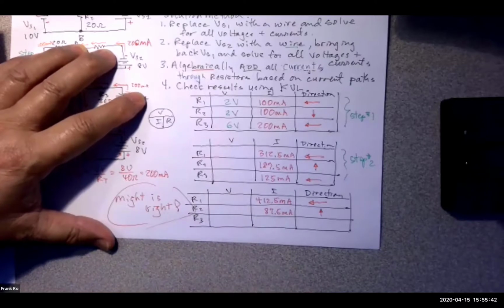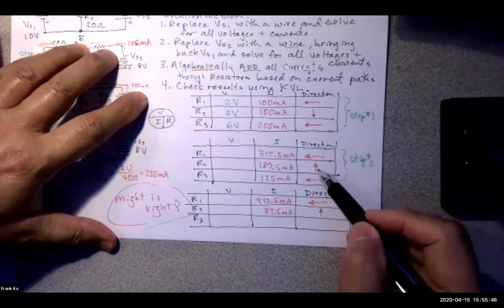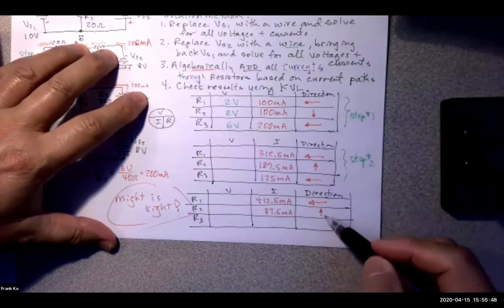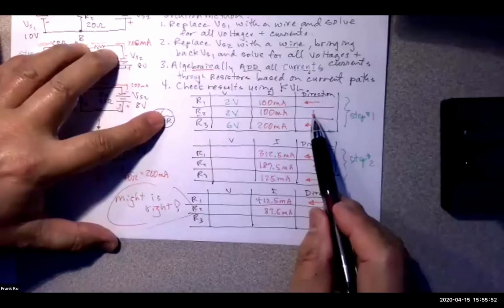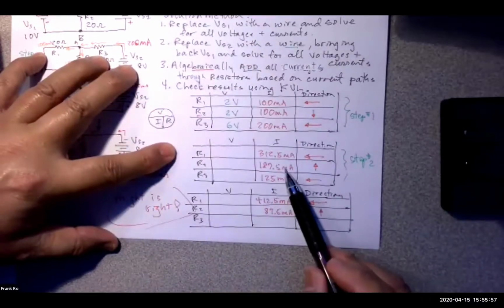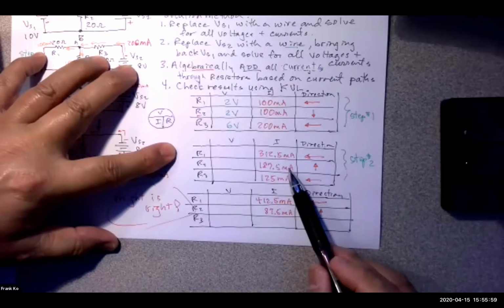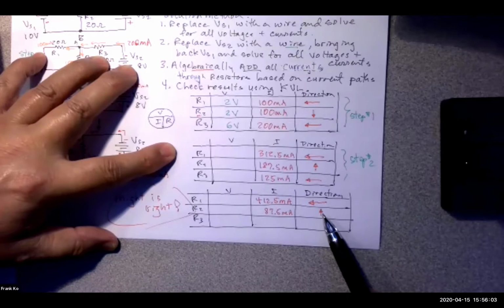Okay? Might is right. And what do I mean by might is right? The stronger current will be the final direction of current. So if we look at R2, R2 has a current going down of 100 milliamps, and a current going up of 187.5. The 187.5 is stronger. It is going up. That's got to be my final direction of current for R2.